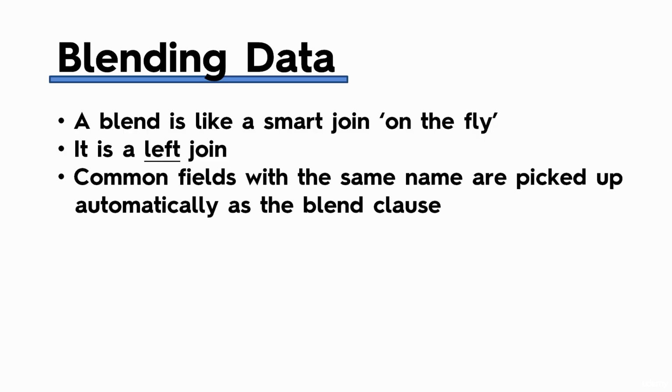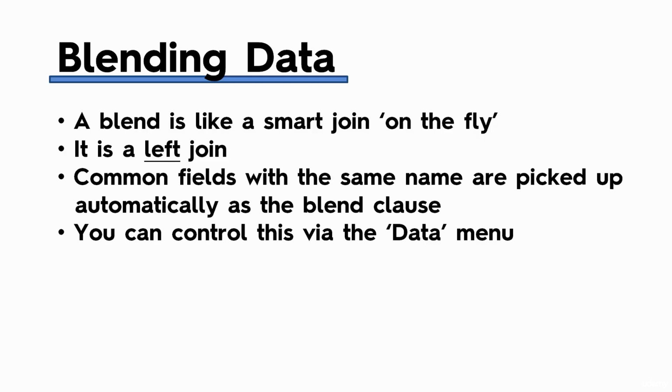Next, the common fields with the same name are picked up automatically as the blend clause. So if your two data sets that you're blending have a same field, for instance, category or date, and it's called exactly the same, then Tableau will automatically pick up that date as the field that you want to blend on. So that's great if your fields are named the same. If they're not, you can always control this via the data menu. So up at the top in Tableau, you can go to data and then edit relationships between the data sources, and you can add your own clauses there.